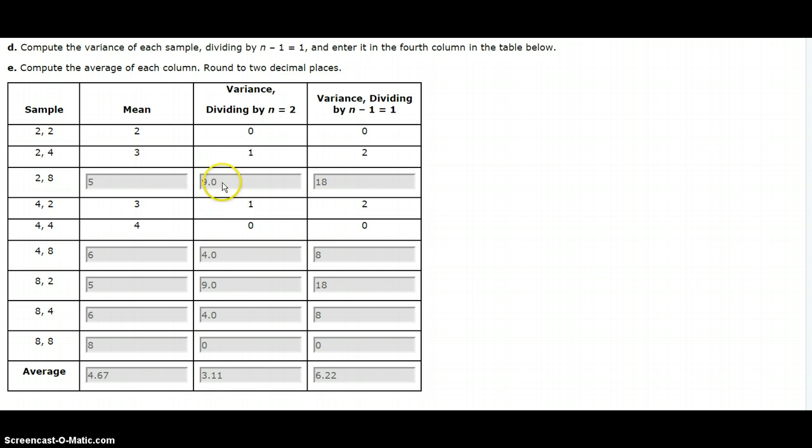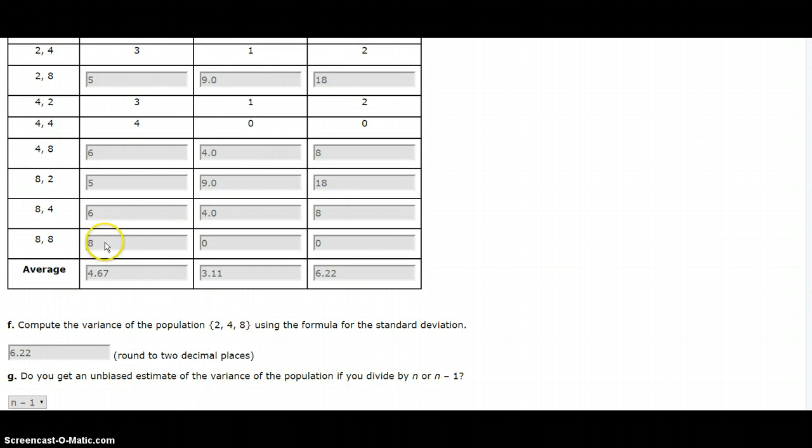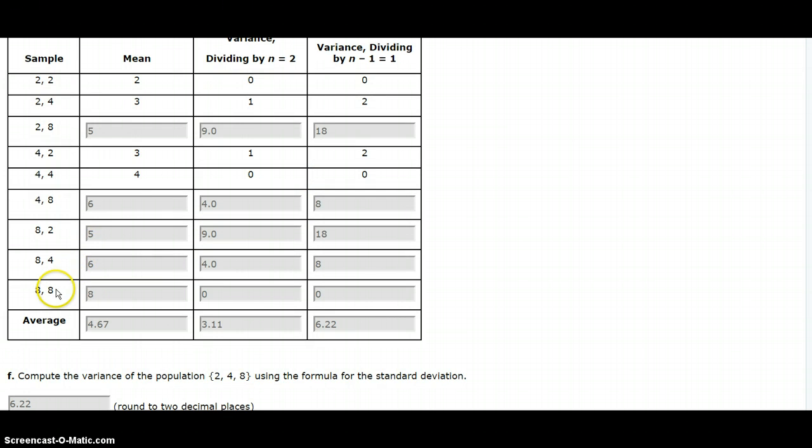This column will divide that 18 by 2. This one divides it by 1, and so on. So you can fill in the rest of the chart using that. Notice real quick here on this 8, 8, or the 4, 4, or 2, 2, when both of the elements we sample are the same thing, which is possible because we're replacing the first number before we select again. When that happens, we have no variance, right? Or standard deviation for that matter, because everything that we sampled has the same value. So just to point that out real quick.